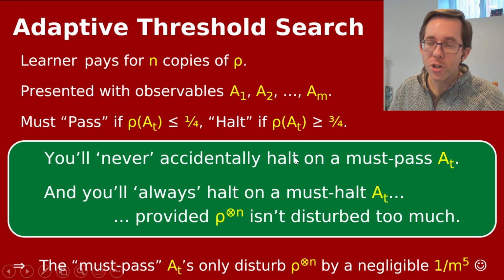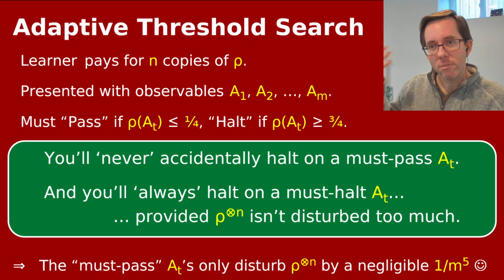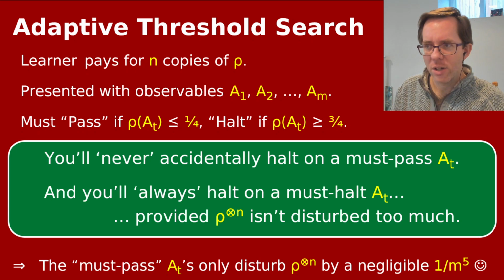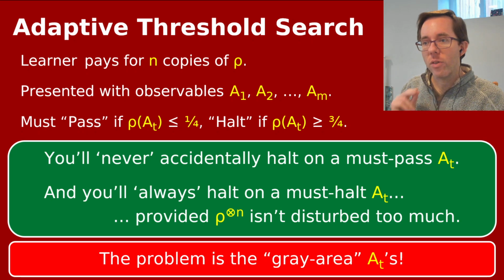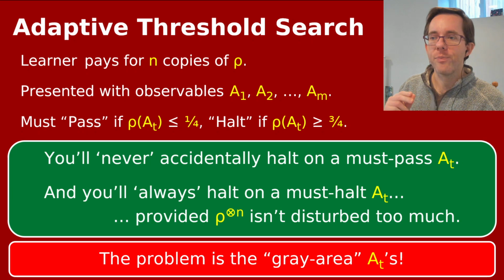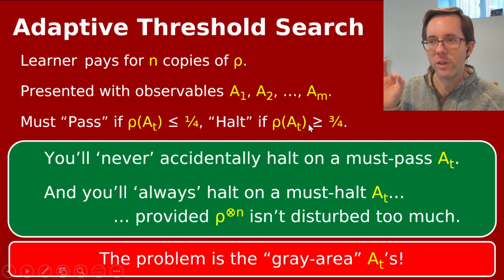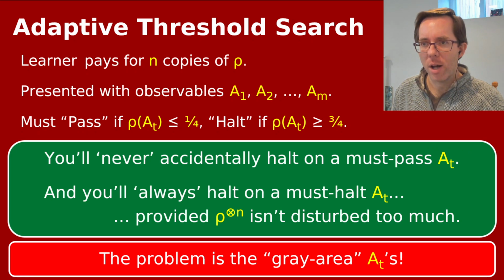As long as you haven't disturbed your n copies of rho too much as you're going along, that will still hold. So you see, the must-pass ATs don't really give you any trouble. They won't disturb this idea of reusing the state each time, and the must-halt ATs also should be fine. The trouble, and the thing that makes this really difficult, is the gray area ATs: observables AT whose expectation value is really close to the threshold of a half. Let me try to illustrate why those are a problem.